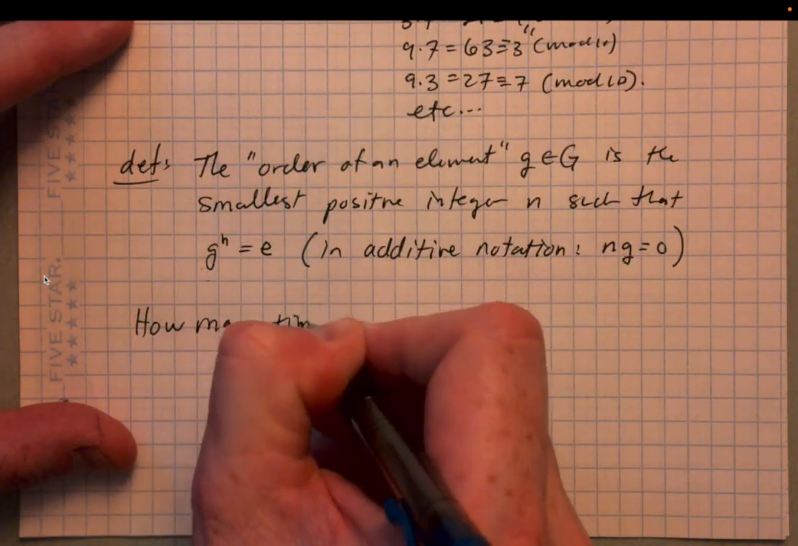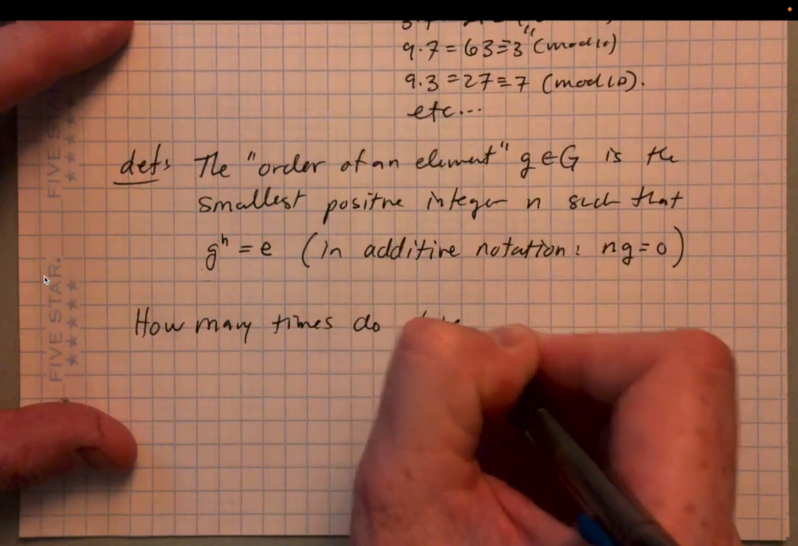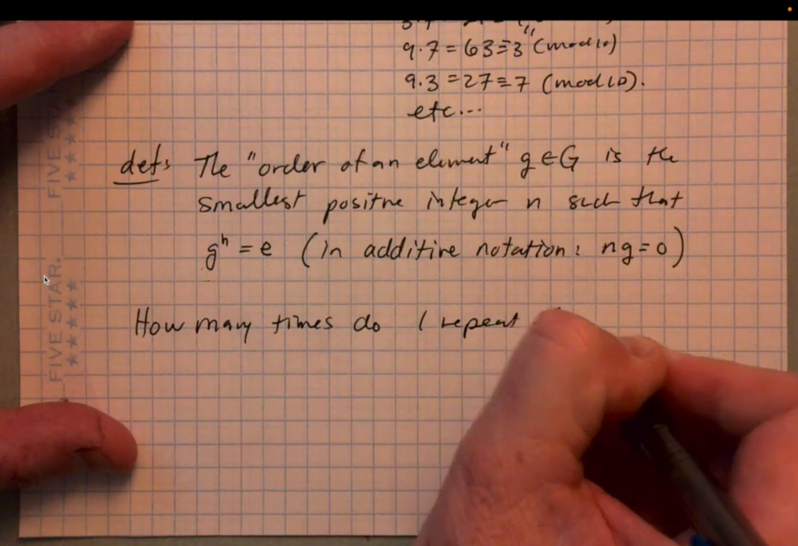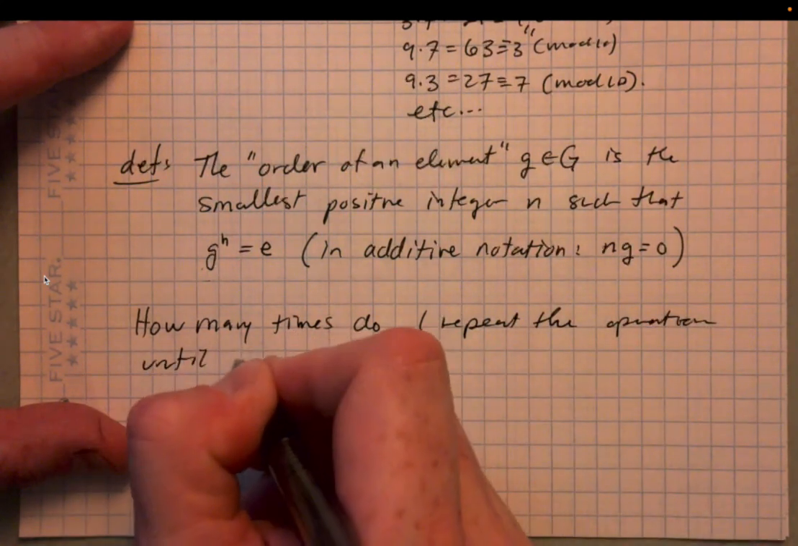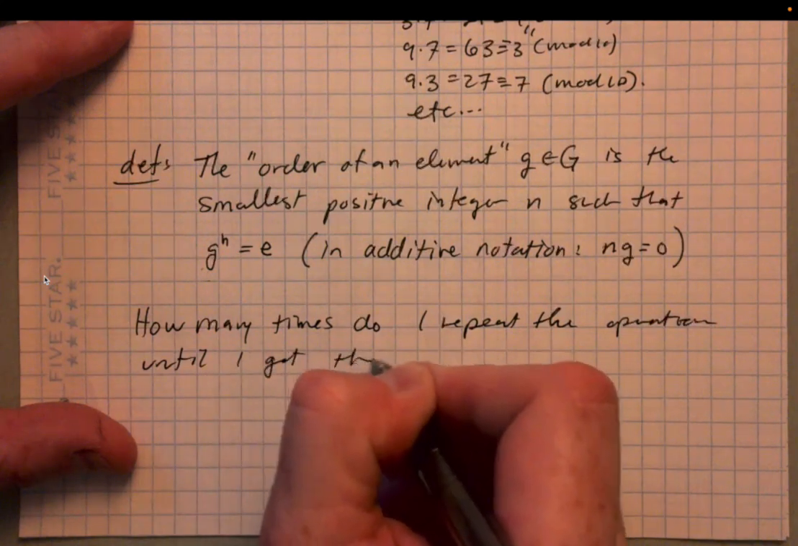How many times do I repeat the operation until I get the identity?